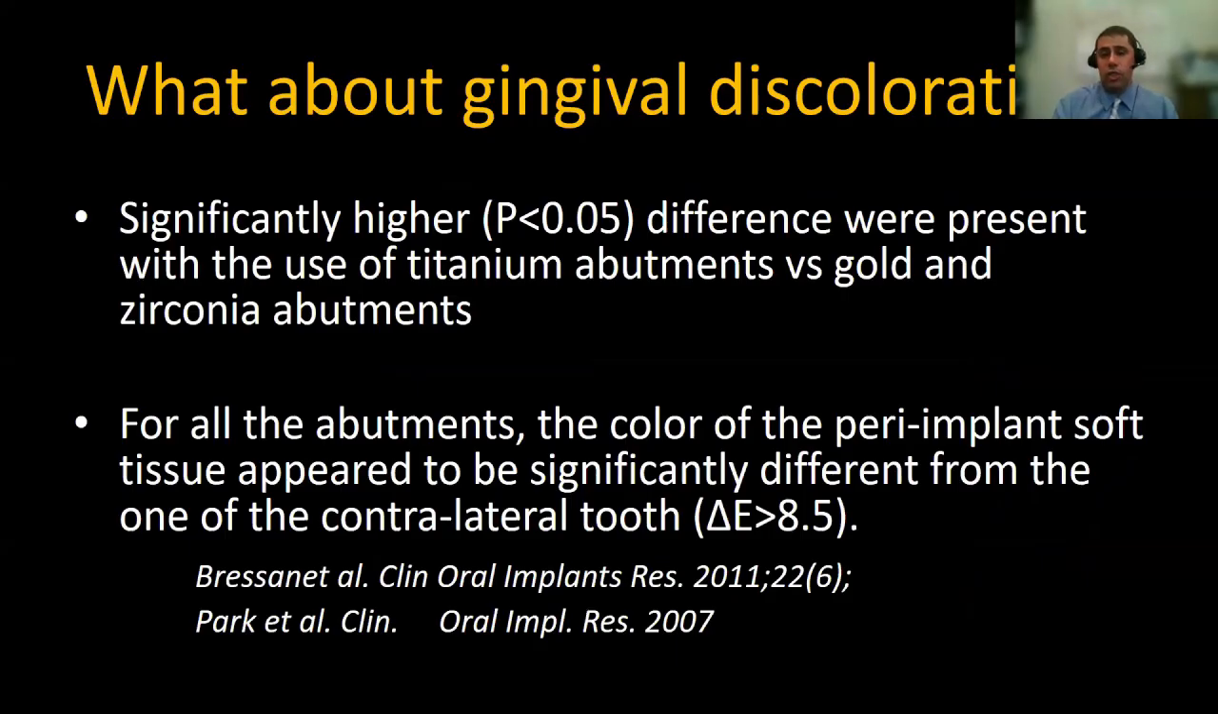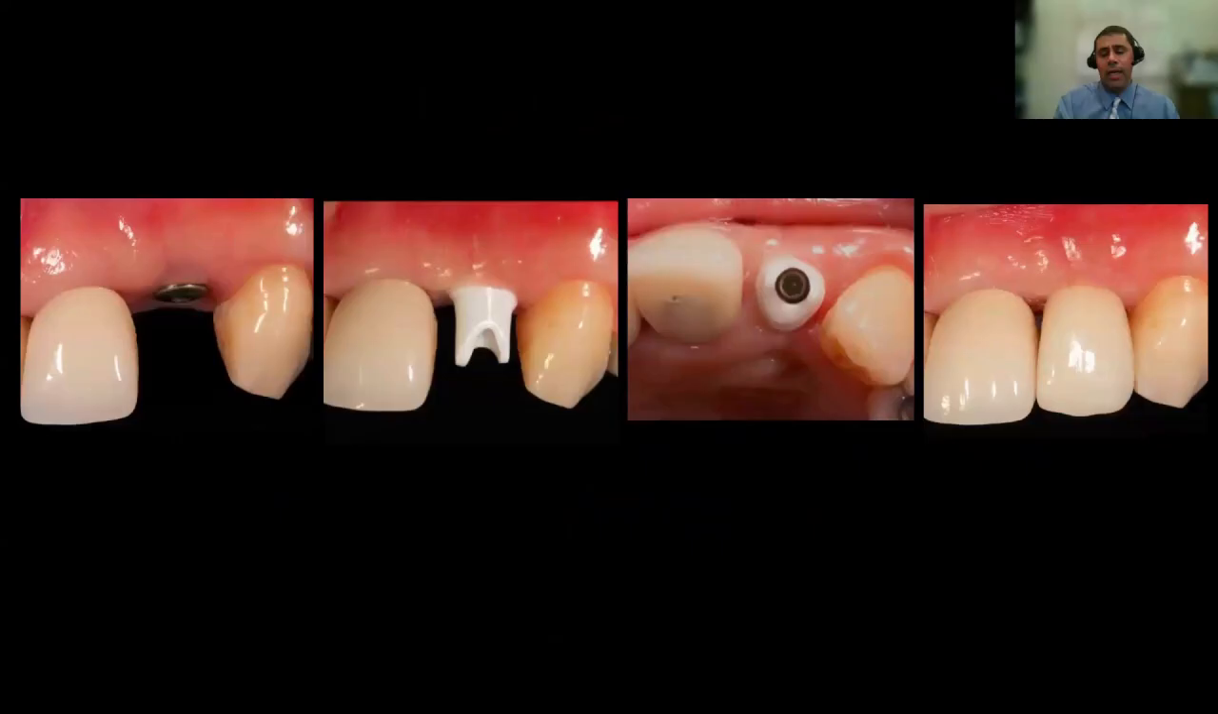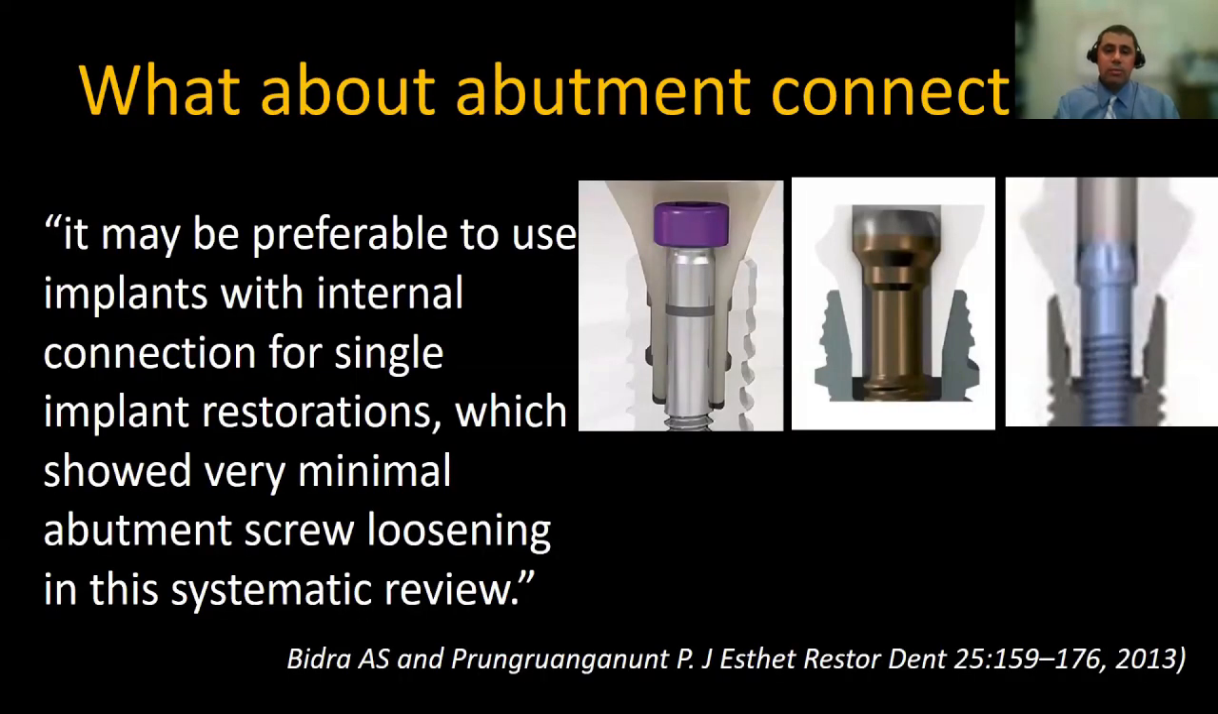What about gingival discoloration? There actually was no significant difference between the use of titanium abutments and zirconia abutments in some studies, while other studies show significantly higher discoloration with titanium abutments. So again, you will see more reflection of the color, more discoloration with titanium abutments, less with gold-shaded titanium and zirconia abutments. And here you can see a zirconia abutment resulting in a very good aesthetic outcome because of the huge optical and aesthetic properties that this material has.